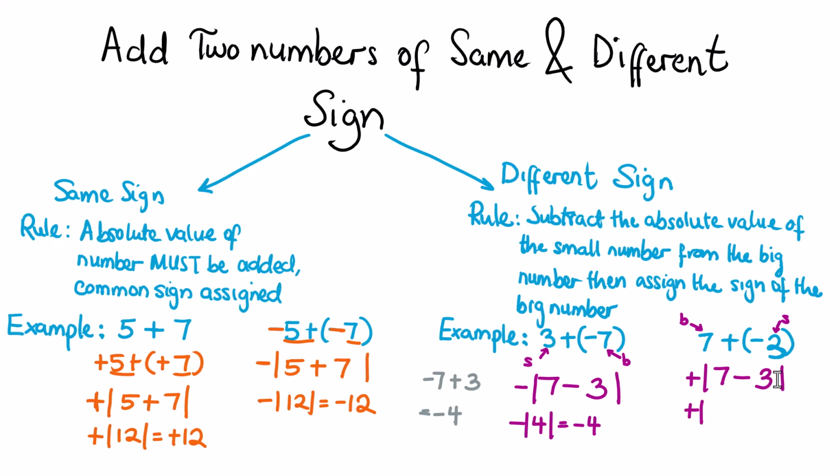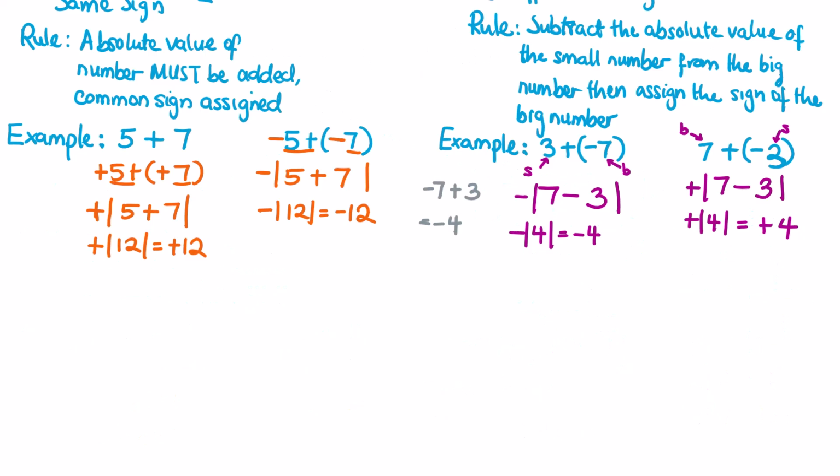That gives us positive absolute value of 4, and this here is the same thing as positive 4 as our answer. Take note that these can also be rewritten as the following, where we have negative 3 plus 7, and using the number line we start at negative 3 and we move 7 steps to the right of the number line, which brings our new position to be at positive 4.